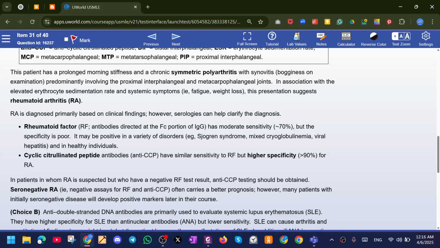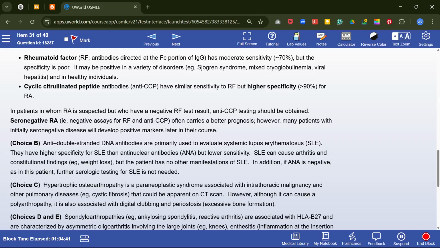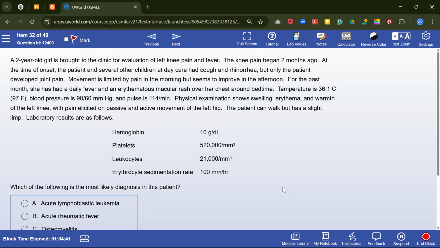In patients in whom RA is suspected but who have a negative rheumatoid factor test result, anti-CCP testing should be obtained. Seronegative RA, negative assay for rheumatoid factor and anti-CCP, often carries a better prognosis. However, many patients with initially seronegative disease will develop positive markers later in their course. Okay.